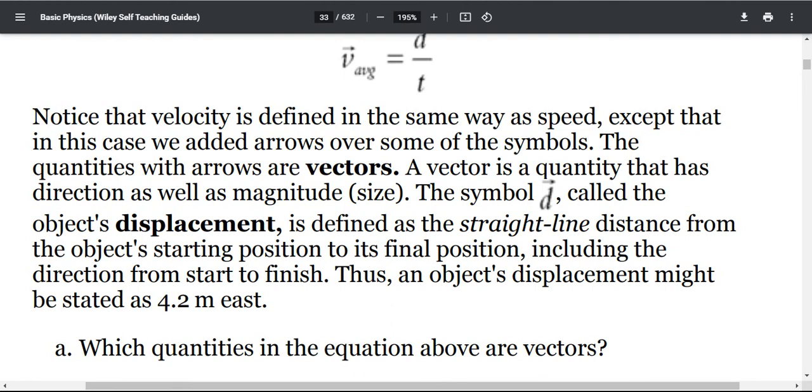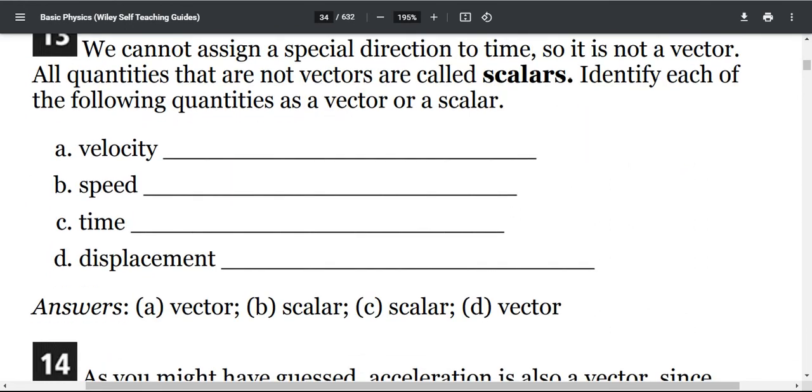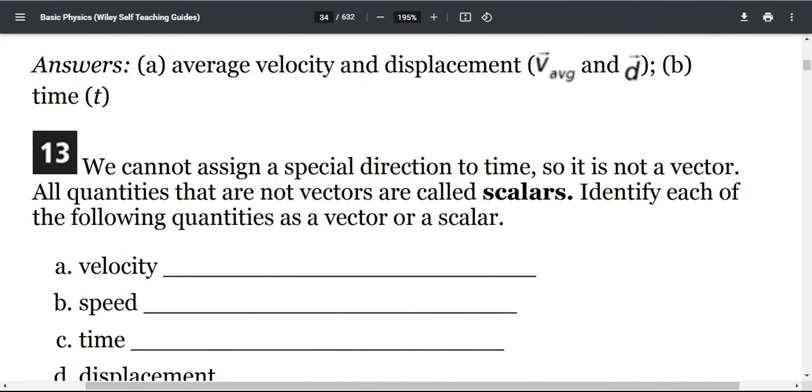So tell me, does displacement have any direction, have any arrows in this? Yes, of course. Displacement has a direction, so obviously it is going to be called a vector. Again, we can't assign a special direction to time because time is only moving forward. Have you ever seen time moving backward? So there is only one direction, forward, so we can't assign a special direction to time. It is not reversible, time can't move backward. Time is just floating forward. Okay, so now let's move on.